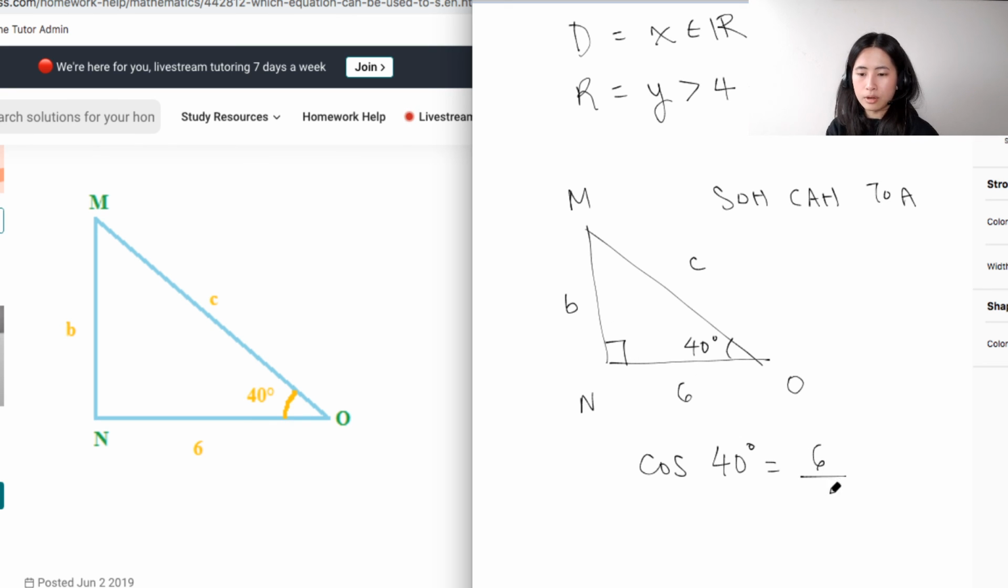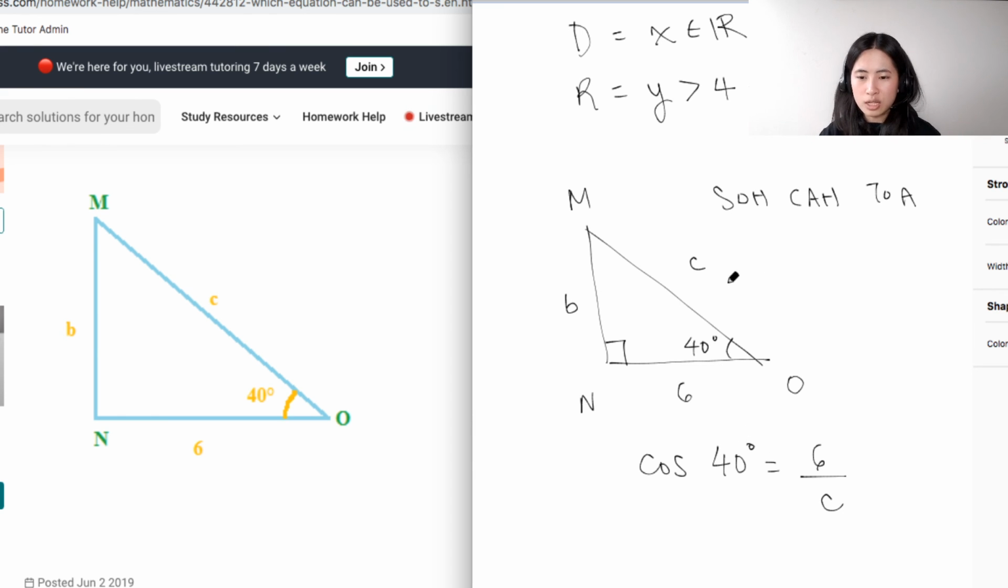So you would have 6 over C, as opposed to sine earlier, which we had B and C, and that's just not going to solve for C. You can't solve for C if you have two missing components, right?